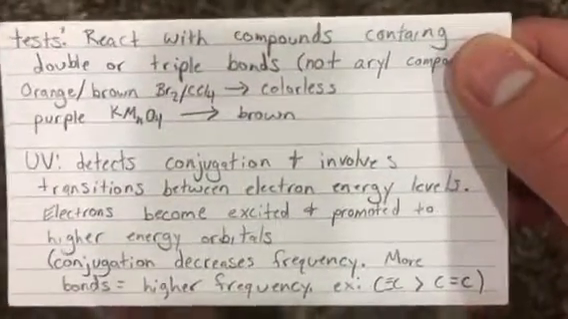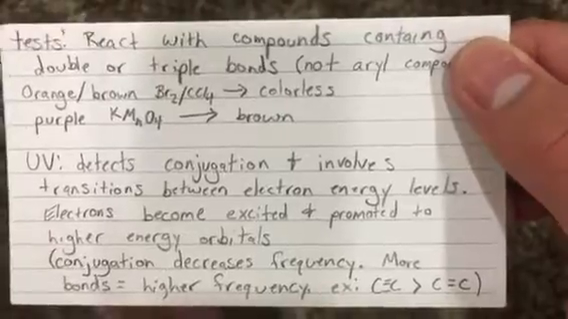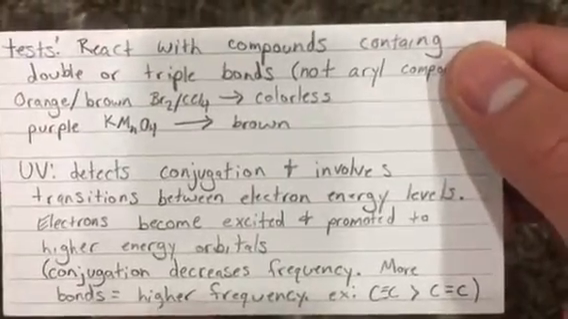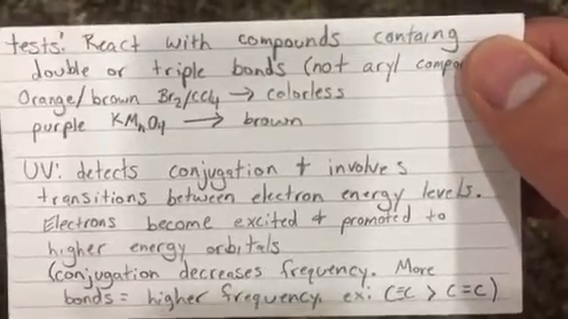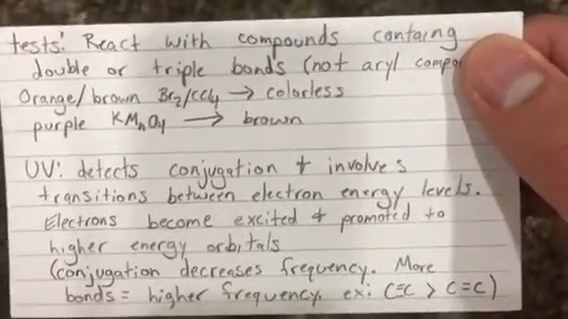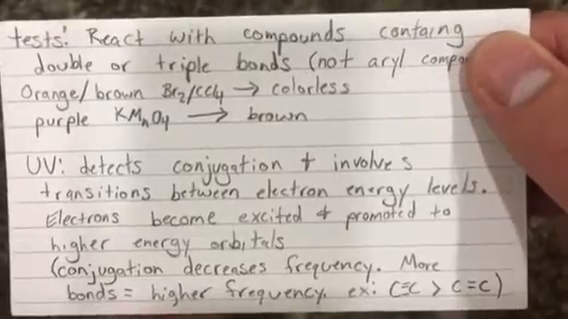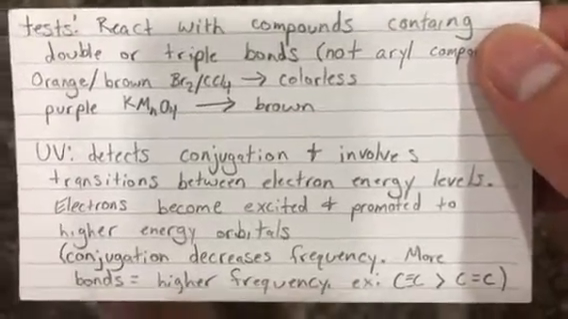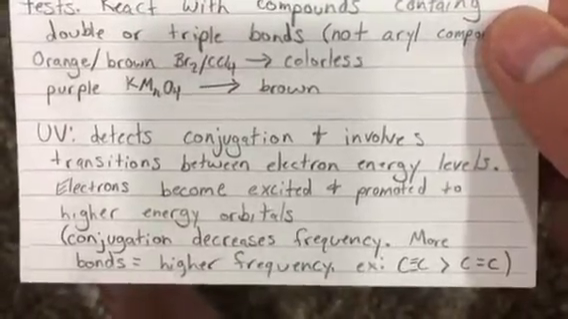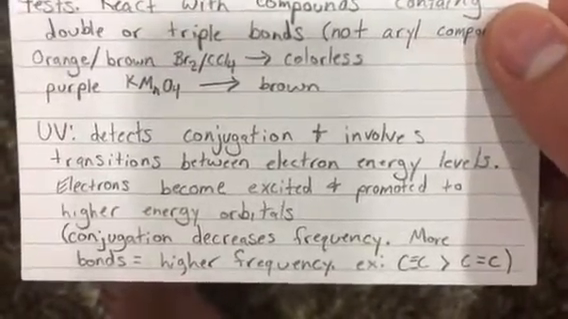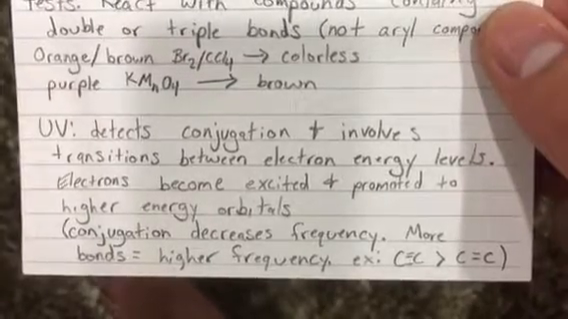Okay, then the UV spectroscopy does this: detects conjugation and involves transitions between electron energy levels. Electrons become excited and promoted to higher energy orbitals. Conjugation decreases frequency. More bonds equal higher frequency. An example would be that a triple bond between carbons would be greater than a double bond in the UV spectroscopy. Okay?